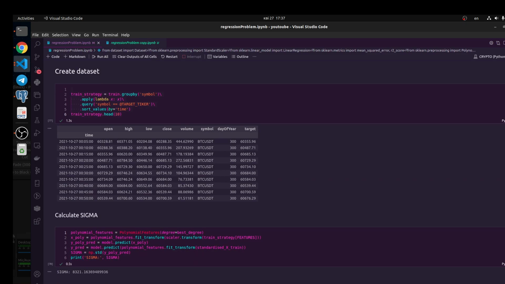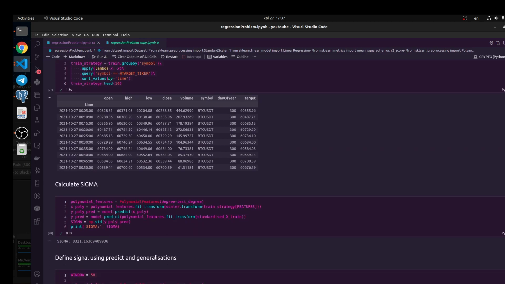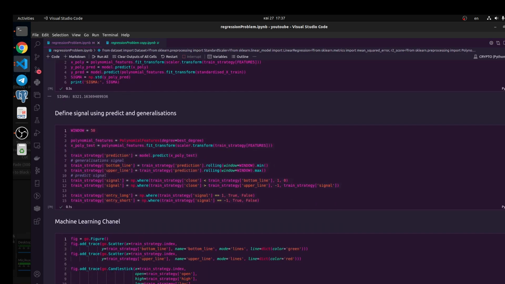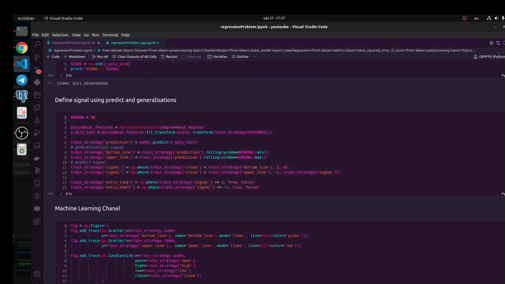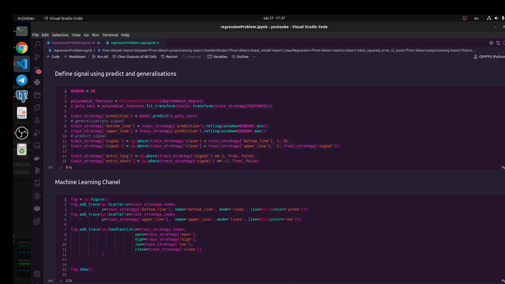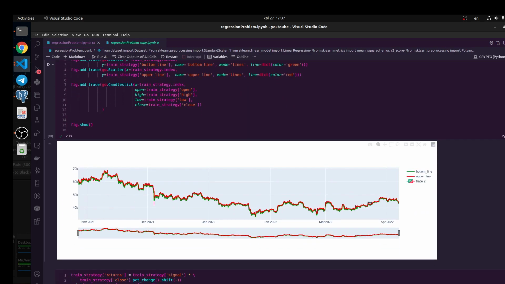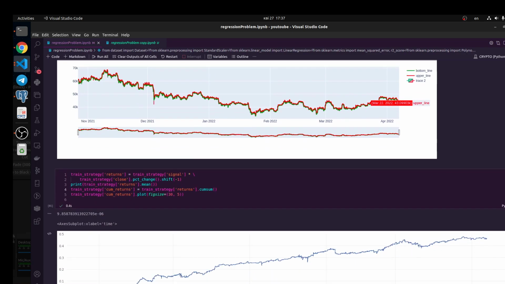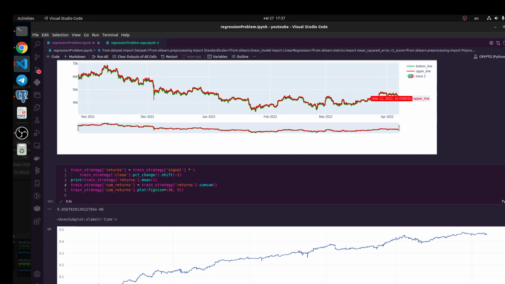Okay, we created our data set. It would be a data set for the trend strategy. We calculate our sigma, and we define the signal for the trend strategy, and it would give some ideas. We solve 2 problems using machine learning. We predict data and do some generalization of the data set. Okay, and using the signal we could develop some trading ideas.